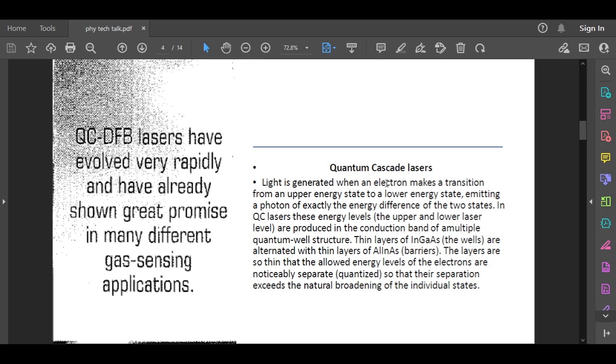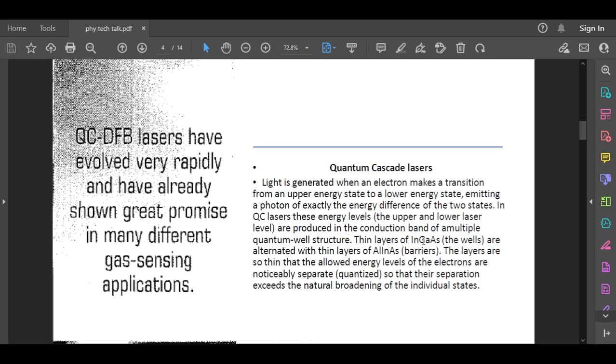Light is generated when an electron makes a transition from an upper energy state to a lower energy state, emitting a photon of exactly the energy difference of the two states. In QC lasers, these energy levels, the upper and the lower laser level, are produced in the conduction band of a multiple quantum well structure.